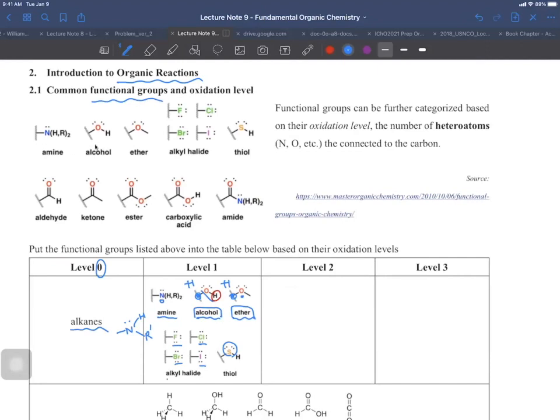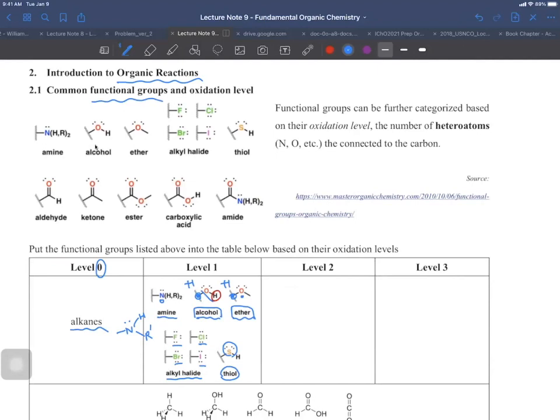And alkyl halides, I don't think we need to talk too much. We have fluorides, chlorides, bromides, and iodides. And the last one here is a thiol group, an SH group. SH is similar to the OH since the sulfur element is just below the oxygen in the same group. So the SH has pretty similar chemical properties to the alcohol. The only difference is the acidity of these 2 groups.